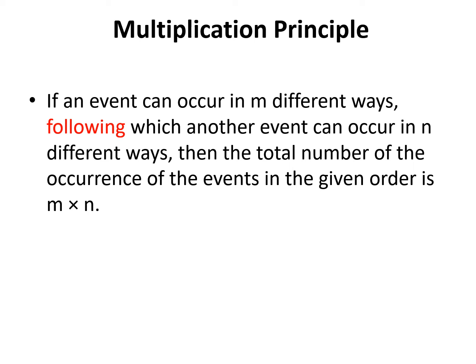Its definition says that if an event can occur in m different ways, following which another event can occur in n different ways, then the total number of occurrences of the events in the given order is m cross n. This we will understand diagrammatically.